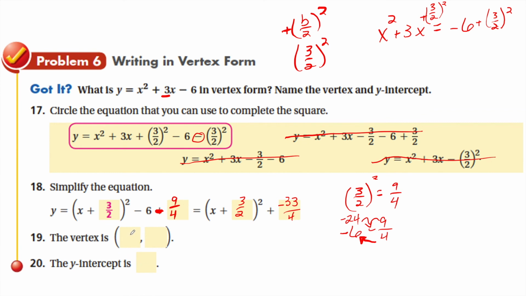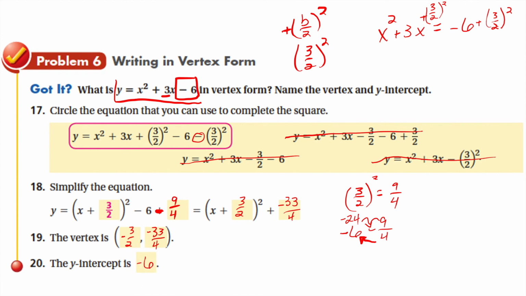So our vertex is going to be currently at the point of the opposite of whatever's on the inside. So it becomes a negative 3/2 with the outside, which is a negative 33/4. And the last little bit, the y-intercept, will actually come from the standard form that is given because it already tells us what the y-intercept is in our C value. So our y-intercept is going to be a -6.